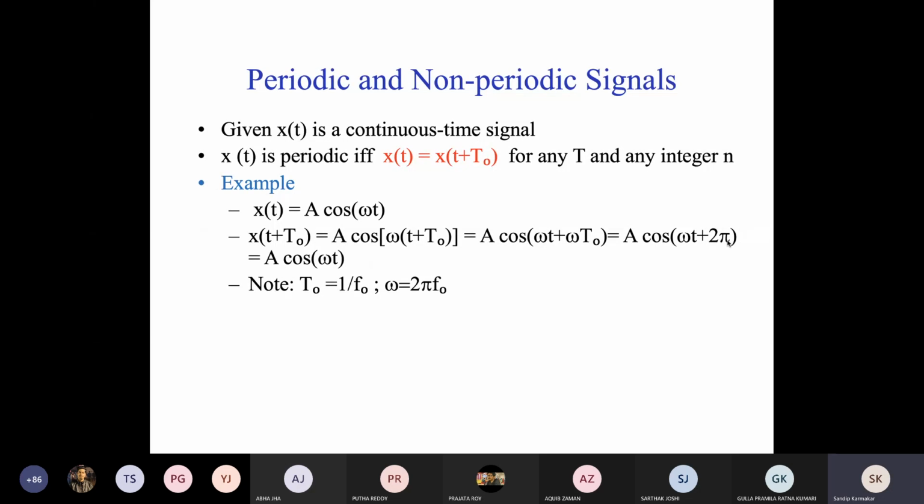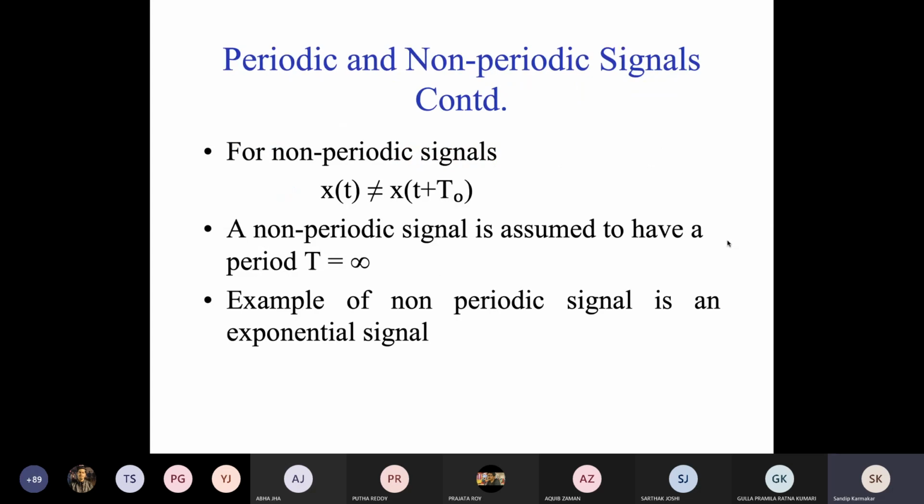Periodic means after a time period of T0, the signal will repeat itself. Given x(t) is a continuous time signal, x(t) is periodic if and only if x(t) equals x(t plus nT0) for any t and an integer n. So x(t) equal to A cos(omega t) is periodic, with period equal to 1 by f0, equal to 2 pi by omega. This is a periodic signal.